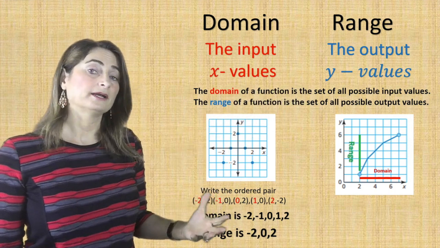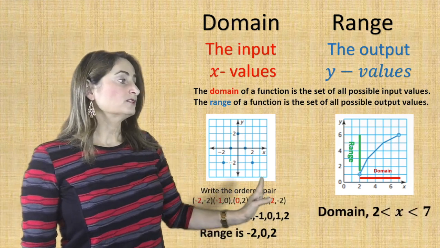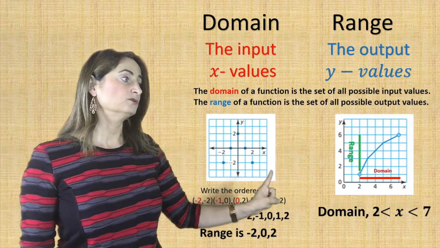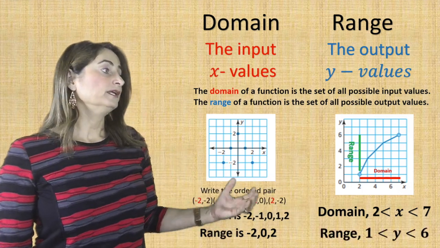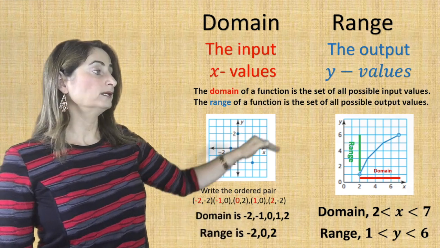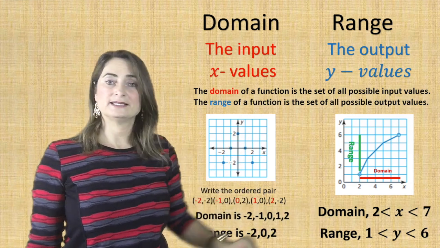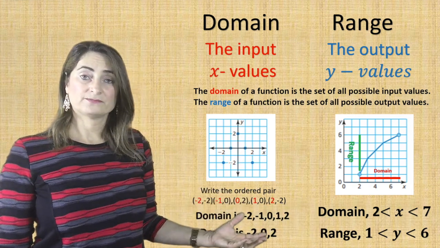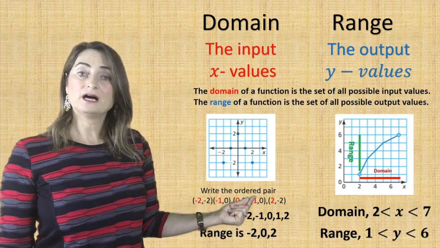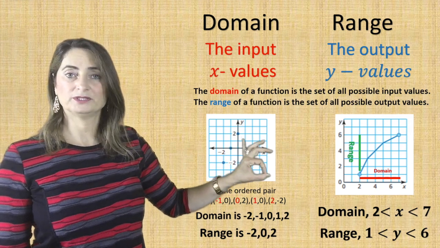So let's think about it and write it as an inequality. The domain starts from 2 to 7, so x is more than 2 and less than 7. And the range is y, and it ranges from 1 to 6. More than 1 and less than 6, that is the range. And I did not put less than or equal because it's an open circle. Open circle means that number is not included.